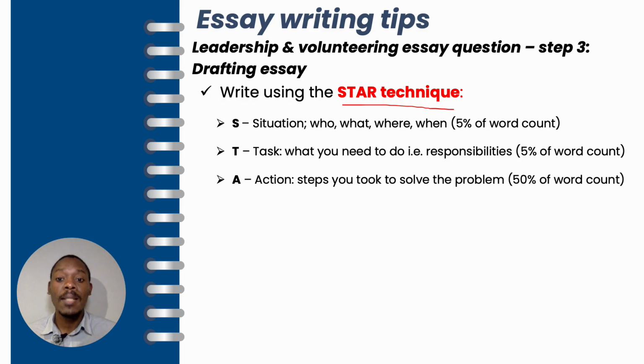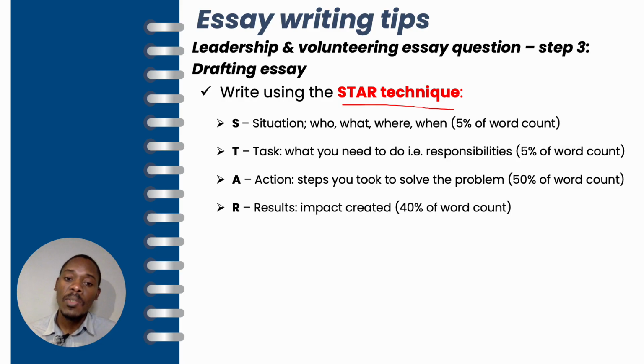Then action: what exactly did you do, you as a leader, as a volunteer? It's not about what you did as a group, it's about what you did as a leader. And this is why action carries at least 50% of the word count for this essay. So clearly explain 3 to 4 or 5 actions or steps that you took as a leader or as a volunteer in that experience that you are writing about. And clearly demonstrate the results or the impact, which is 40% of the essay.